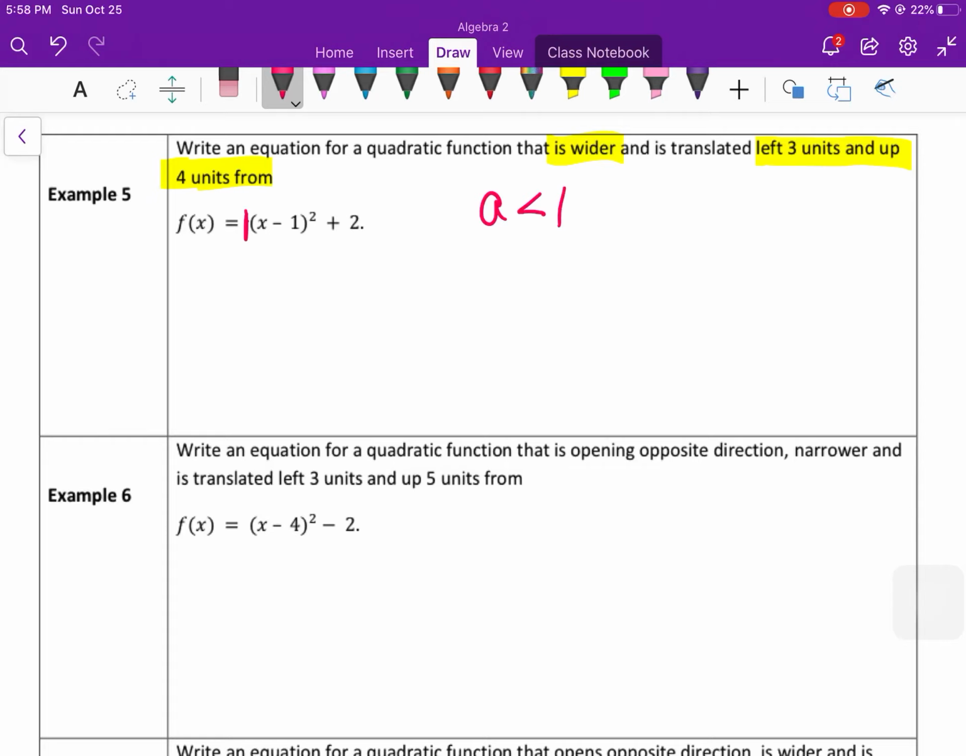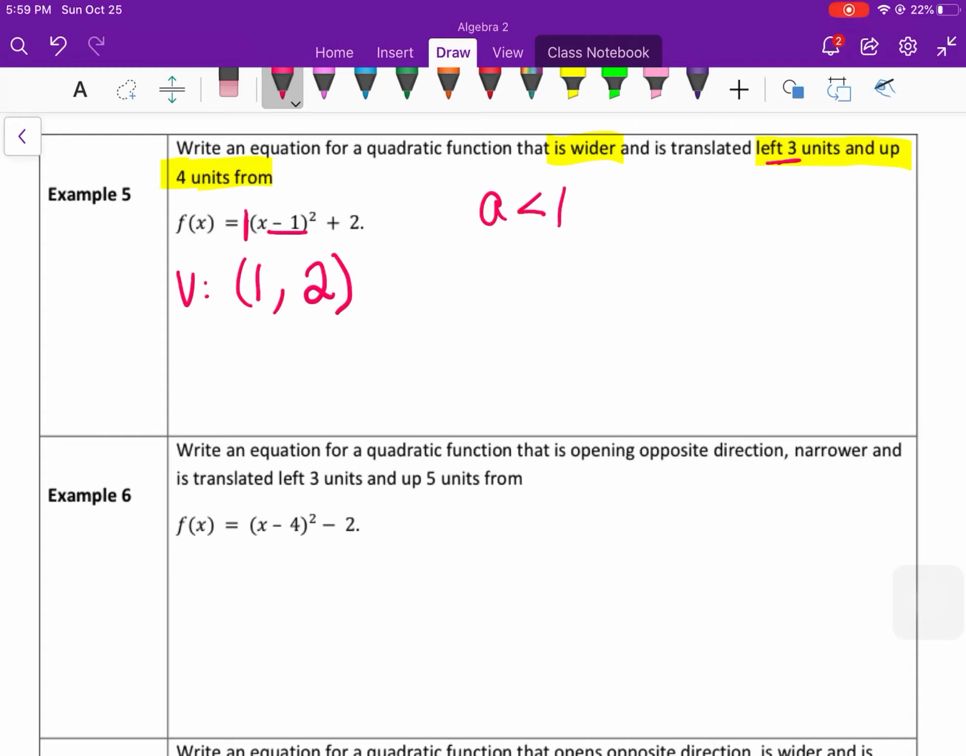0.06. So then translated 3 units to the left and up 4 units. So remember to take the vertex out because it's going to be negative 1 means the vertex is at positive 1, positive 2. Then do the translations. If you translate it without taking the vertex out, you're likely to make a mistake with the x coordinate because it's actually opposite when you pull it out.